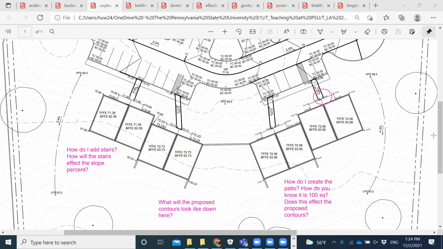How do you create the patio? If you have the back patio, those 2 spots would be the same as your BFFE. And you can create a patio that's sloping away at 2%. Then your patio is basically this shape. However, the size of it is determined by you. And those 2 spots will be based on the 2% calculation away from your BFFE.